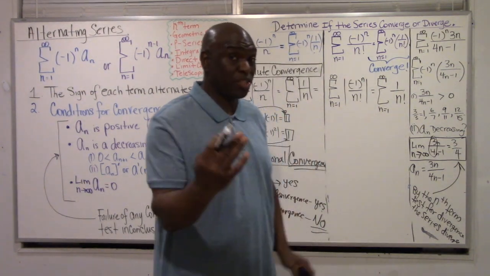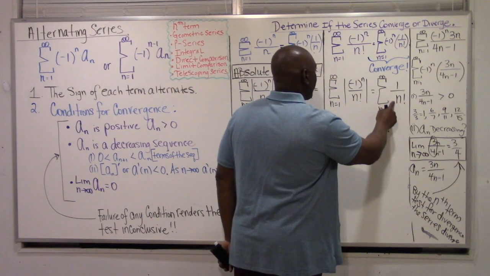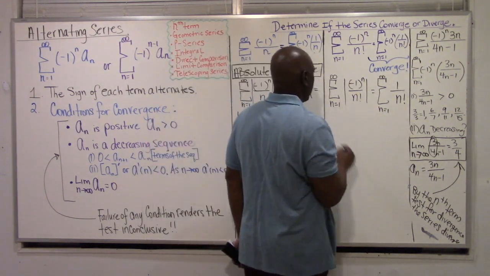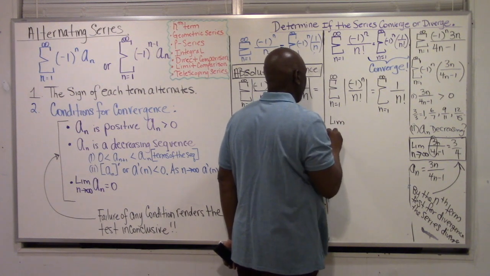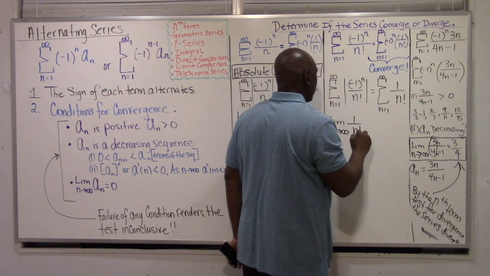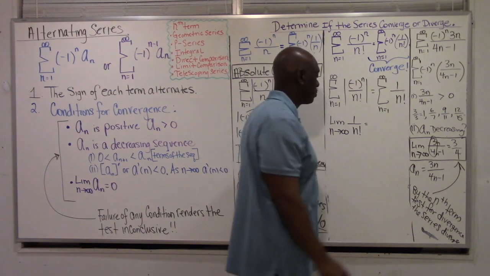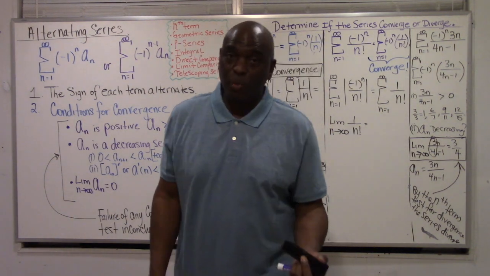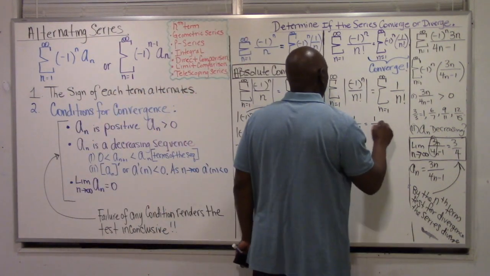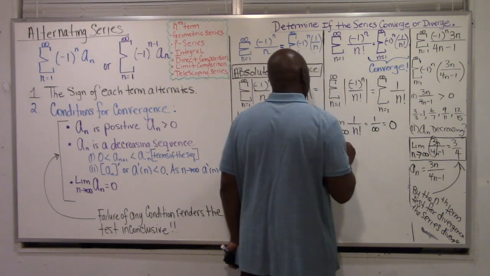All right, well, let's try this first. If I try the nth term test for divergence on this, what will I get? The limit as n goes to infinity of 1 over n factorial. What does that equal? That's going to give me 1 over infinity, which is going to give me 0. So this test is inconclusive.